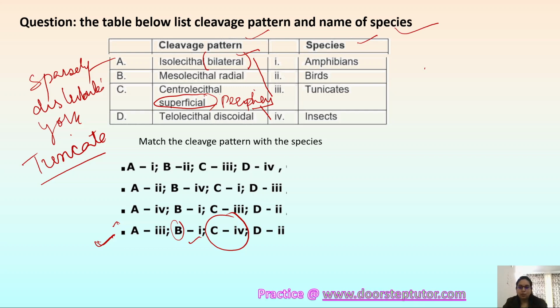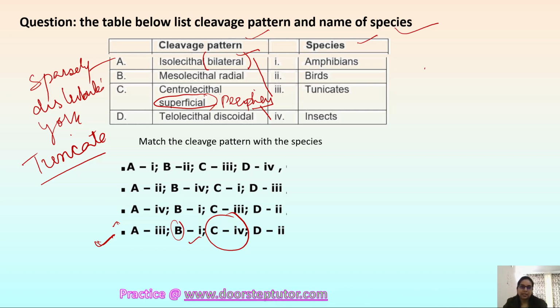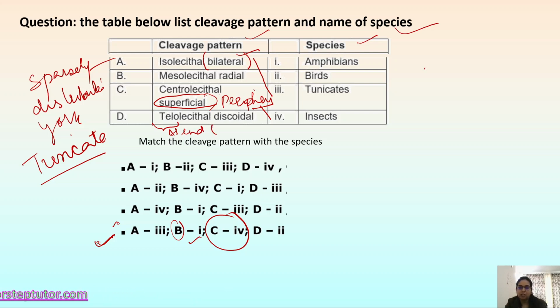The fourth one is the telolecithal discoidal. It is characteristic of birds and reptiles, and the yolk is concentrated at one pole only. Telo, as the name suggests, means at one end. So at one end it is concentrated, basically at the vegetal pole, and the cleavage occurs in the disc-shaped area at the animal pole. So this telolecithal discoidal type is observed in birds. So the D option will go with the second one.